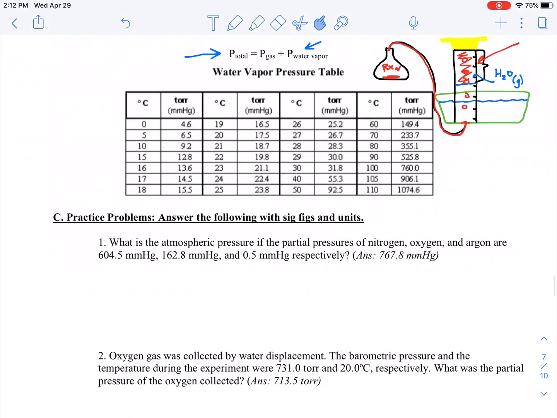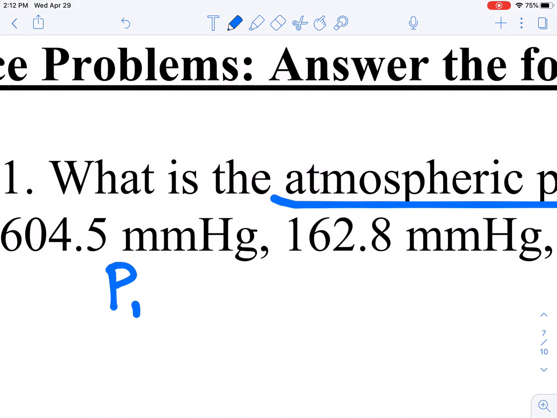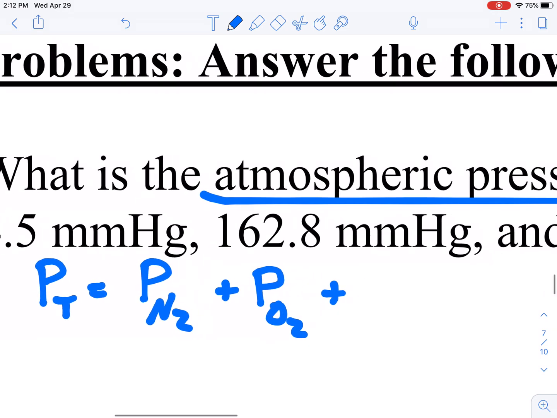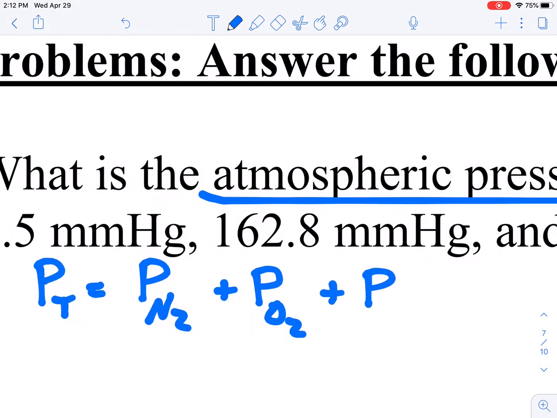We are told that we have some partial pressures of nitrogen, oxygen, and argon making up this gas, and we want to know the total atmospheric pressure. So remember, Dalton's law says that total pressure is equal to the partial pressure of one gas plus the partial pressure of a second gas plus however many gases you have. So in this question, we are told that we're dealing with nitrogen, oxygen, and argon. So really, P1 could be the pressure coming from nitrogen, which remember is N2. P2 could be the partial pressure coming from oxygen, which is O2. And P3 could be coming from argon, so that's Ar.